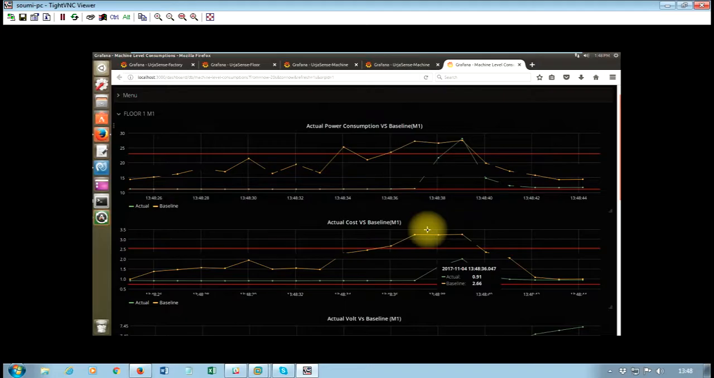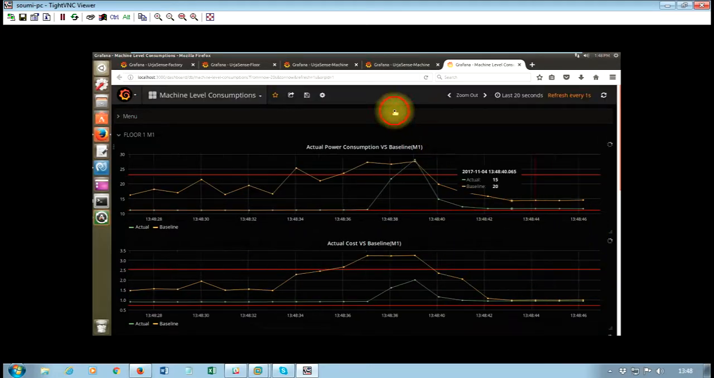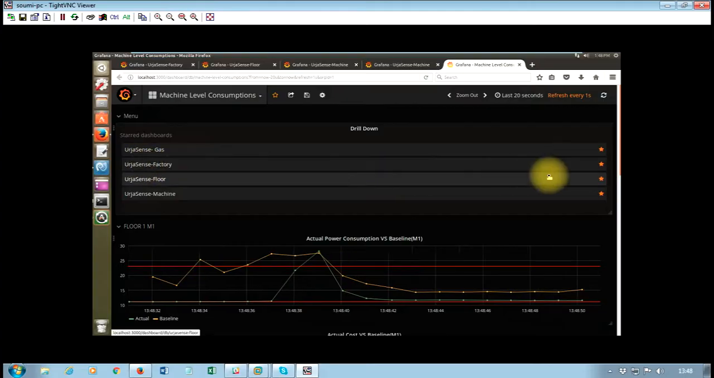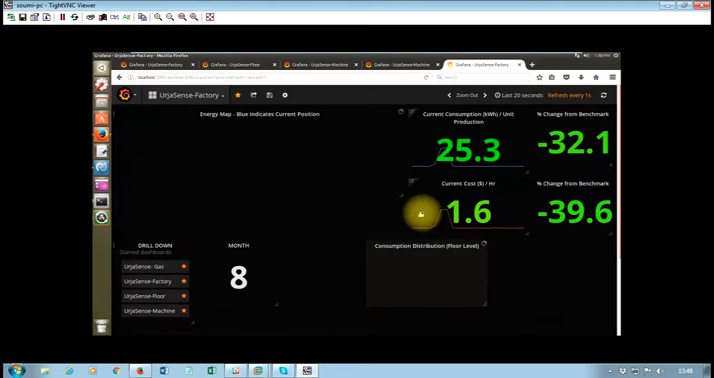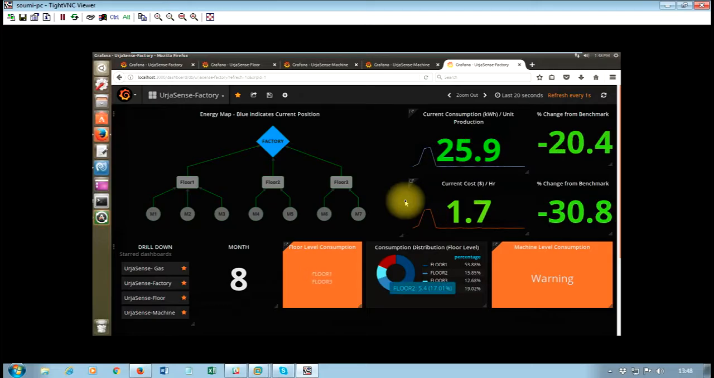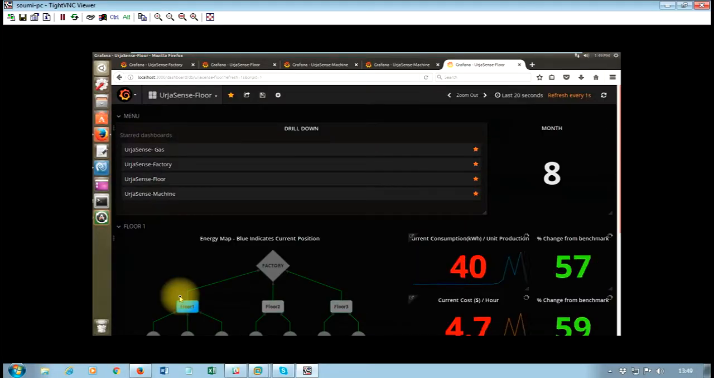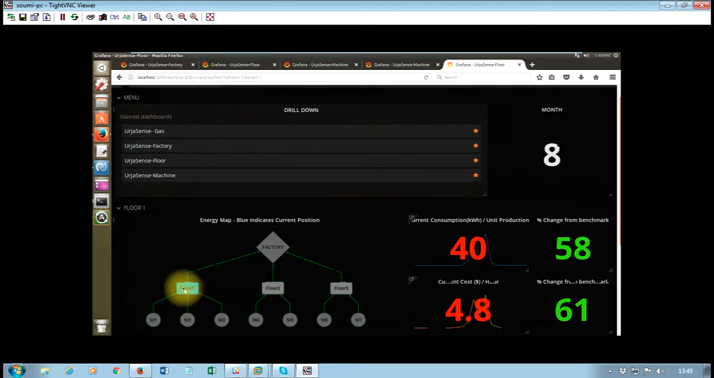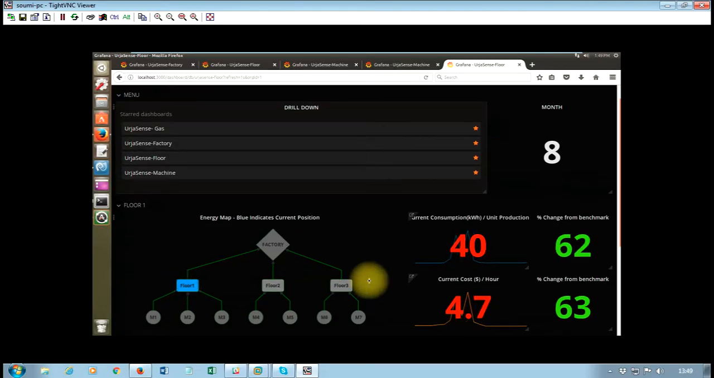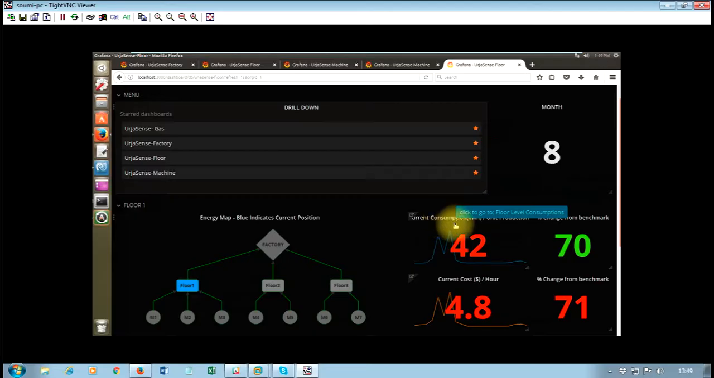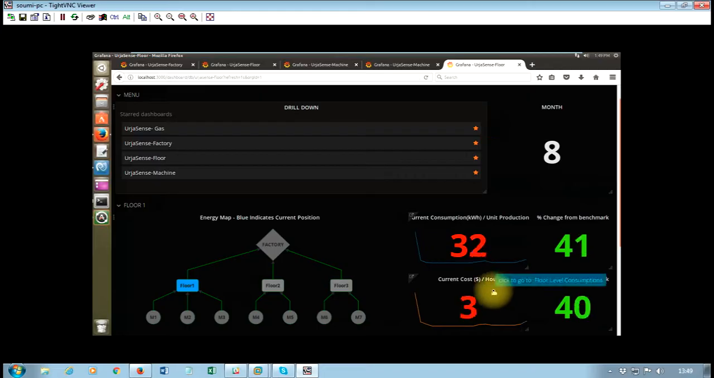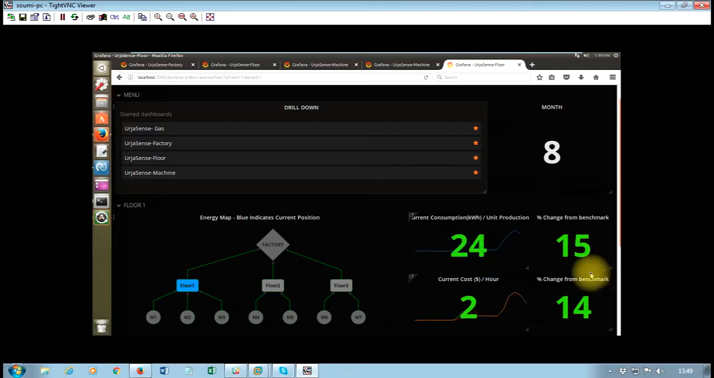So now if we go back to the factory level dashboards, let me go up. Yeah, so from the factory level dashboards we can go to the floors also. If we click on the floor level, we see the same arrangement. This is the menu here again. The month is still August. Now we are looking at floor 1, and this is the summary dashboard at the floor 1 level, where it shows the current consumption per unit production, percentage change from benchmark, the current cost per hour, and the percentage change from benchmark for the cost.